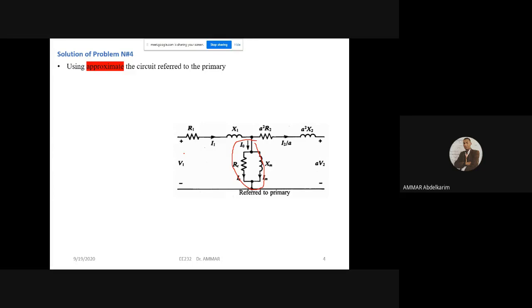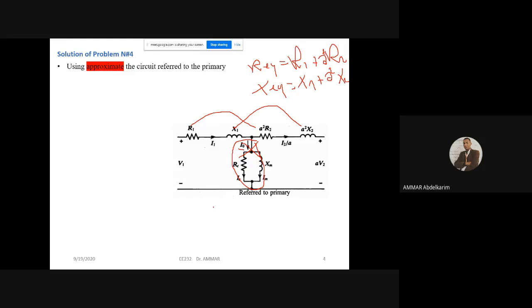Why do we prefer to use the approximate equivalent circuit? When we use it, firstly, we neglect the effects of the core, so the excitation current will not be considered. Also, we can add those quantities to each other. So instead of using R1 and R2 prime, which is referred to the primary, we can directly use R equivalent. R equivalent, if the circuit is referred to the primary, equals R1 plus a squared R2. Also, X equivalent equals X1 plus a squared X2. That's why we prefer to use the approximate equivalent circuit to calculate the voltage regulation, in order to do this simplification.